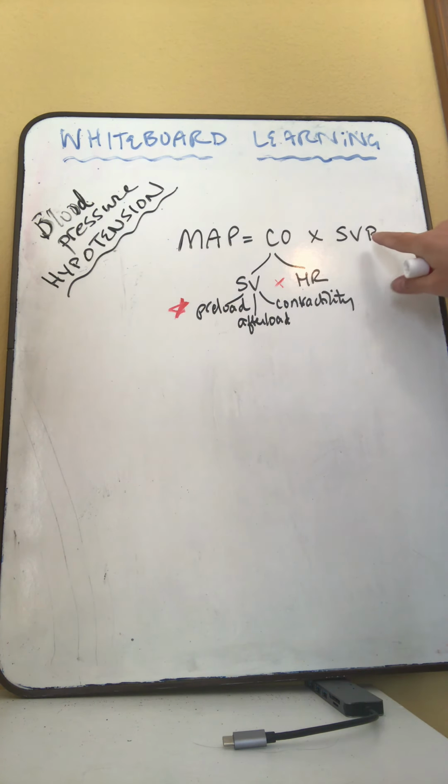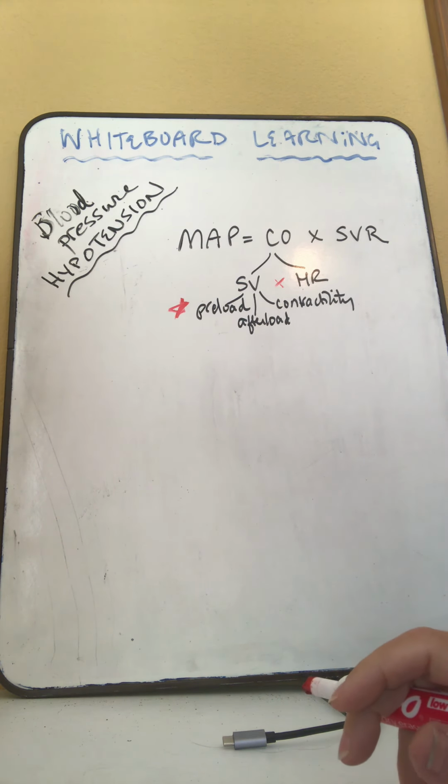And also you could have hypotension from a low systemic vascular resistance. So vasodilation in the periphery. So all the blood is pooled in the periphery and there's not much to push against. So the pressure can't be maintained.